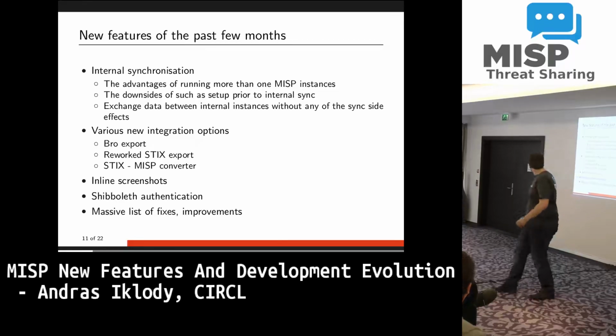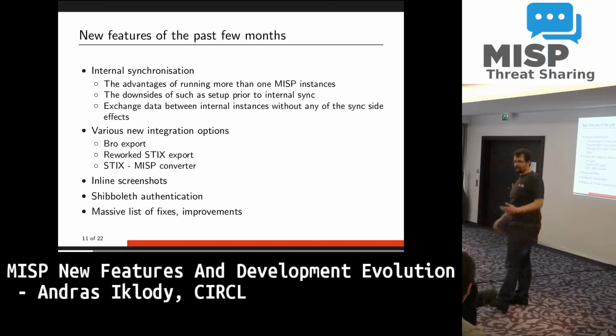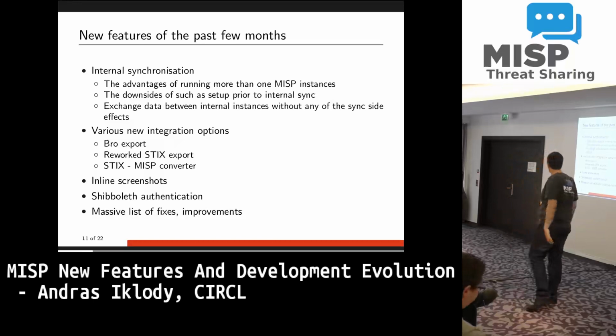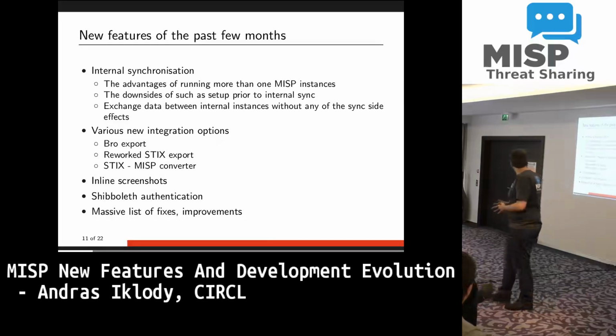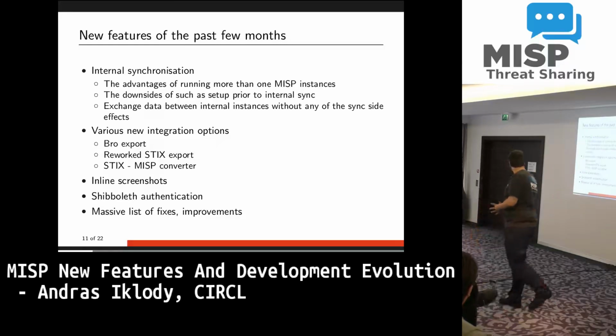Then some other smaller features, such as inline screenshots within MISP. So one of the use cases was uploading screenshots from Cuckoo directly to MISP while it was executing. So you can now have that, and you have little thumbnails for them directly. Just a small touch. Then you have additional authentication mechanisms. The latest one that we got, also from CERN, was the Shibboleth authentication.